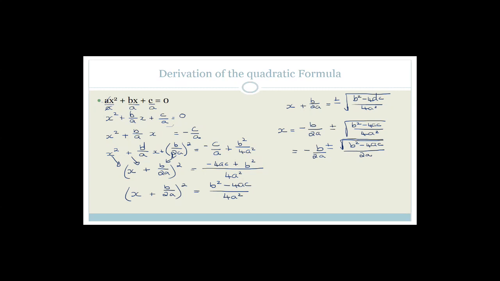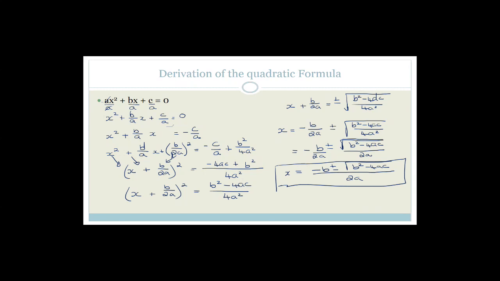So therefore, you can see that 2a is the common denominator. So it becomes minus b plus or minus the square root of b squared minus 4ac all over 2a. And ta-da! That is your quadratic formula, which you find on your formula sheet. And that's how you prove it. Okay, so you guys need to make sure you understand how to do that, because sometimes they can ask you to do it. It's quite mean and nasty of them to do it, but they can. So please make sure you know how to do it.